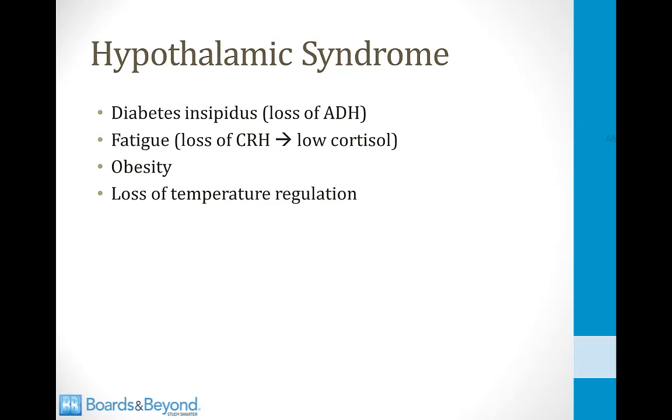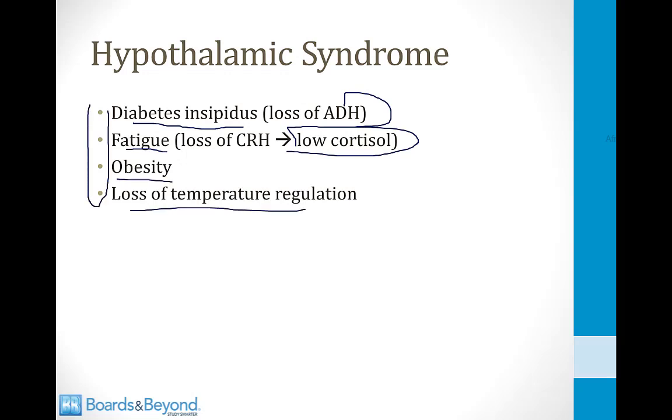So let's talk about the hypothalamic syndrome. This is where you get diabetes insipidus from loss of ADH. You get fatigue from low cortisol levels because you've lost cortisol releasing hormone. You get obesity and you lose temperature regulation. So if you see all of these four things, they are describing a hypothalamic syndrome.